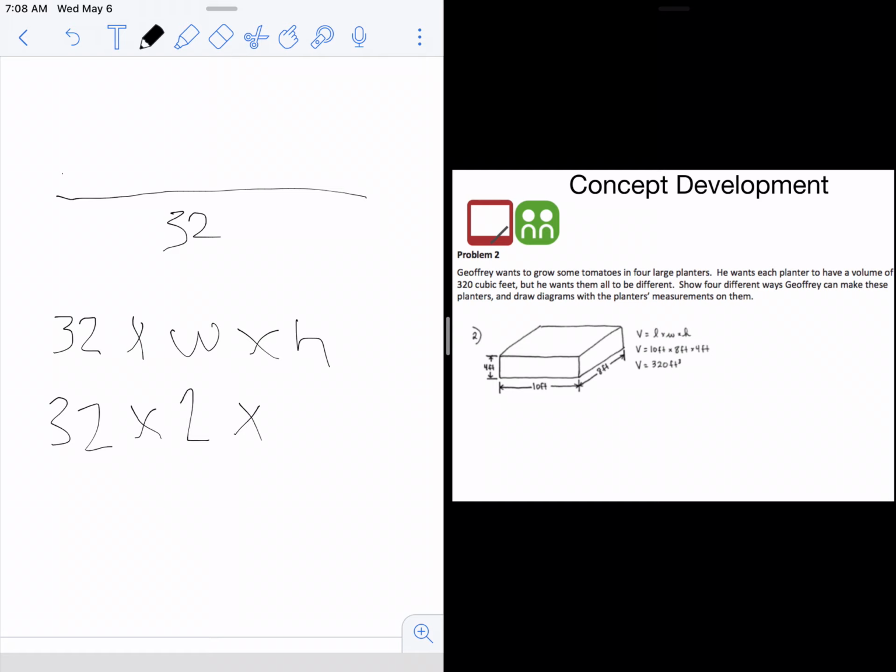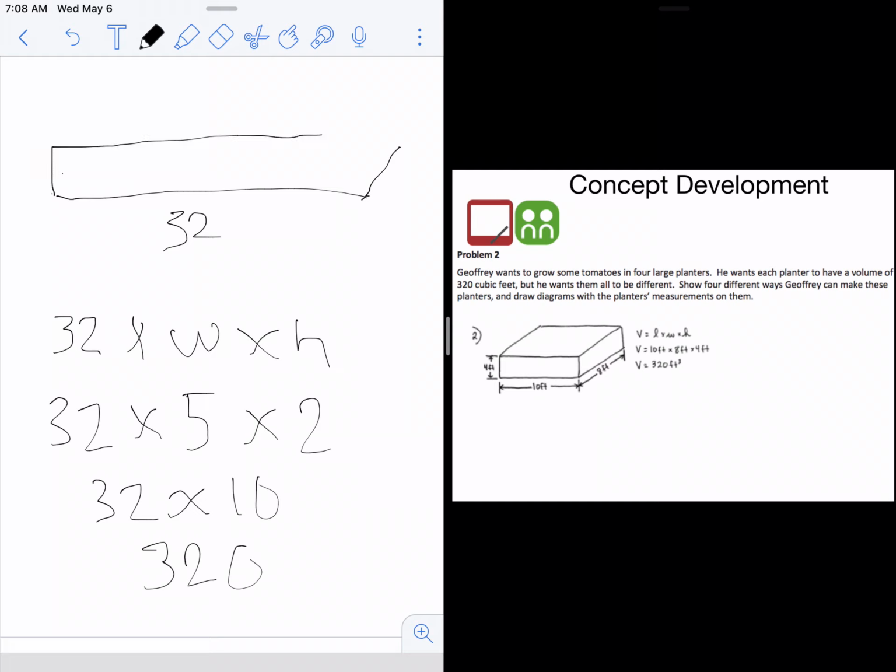5. Good. 5. Oh, wait. Or 5 times 2. I'm going to do 5 times 2. So now, in the end, I have 32 times 10, which is going to give me a volume of 320. So 32, I got 5 feet wide, and I got 2 for my height. Extend that a little bit longer. So 32 feet, 5 feet, 2 feet. And I'll make this look a little nicer. So that is the second one.